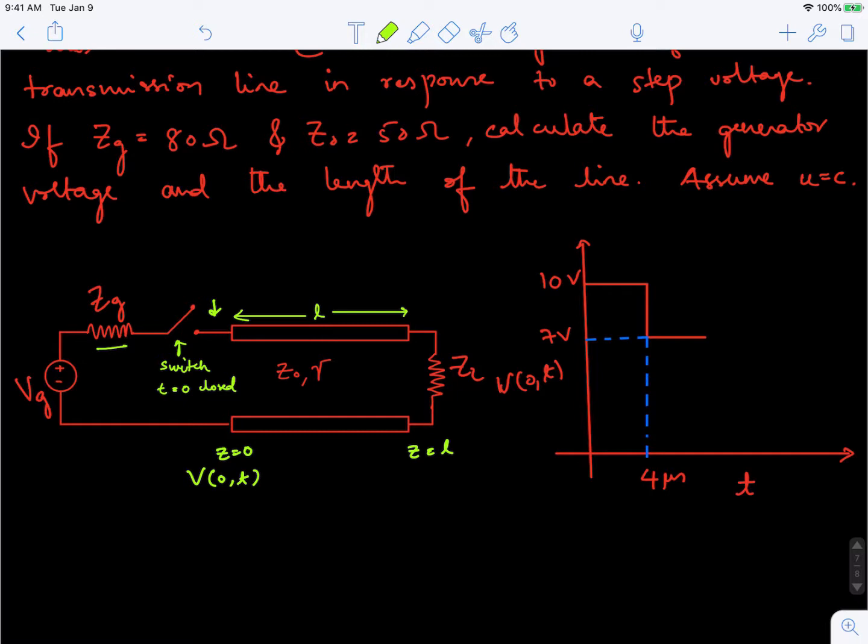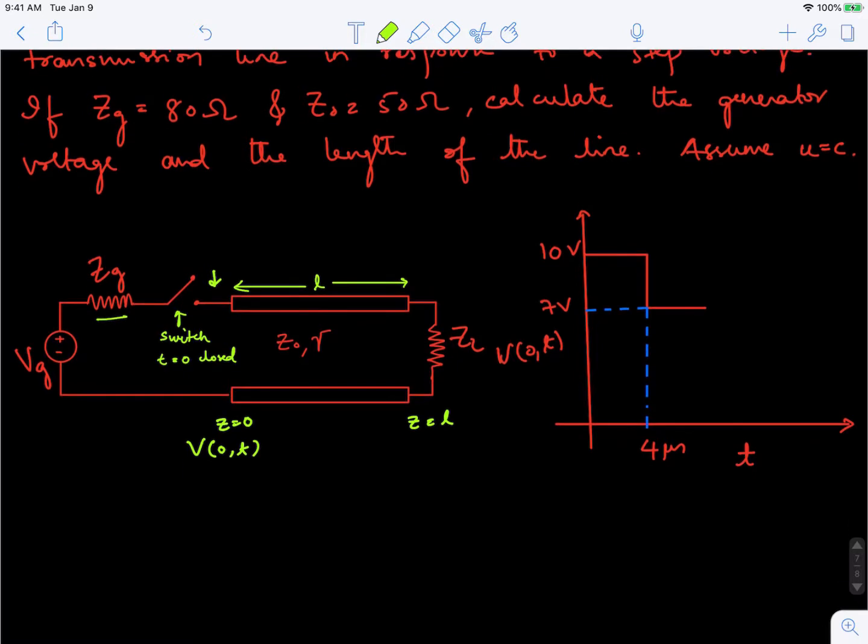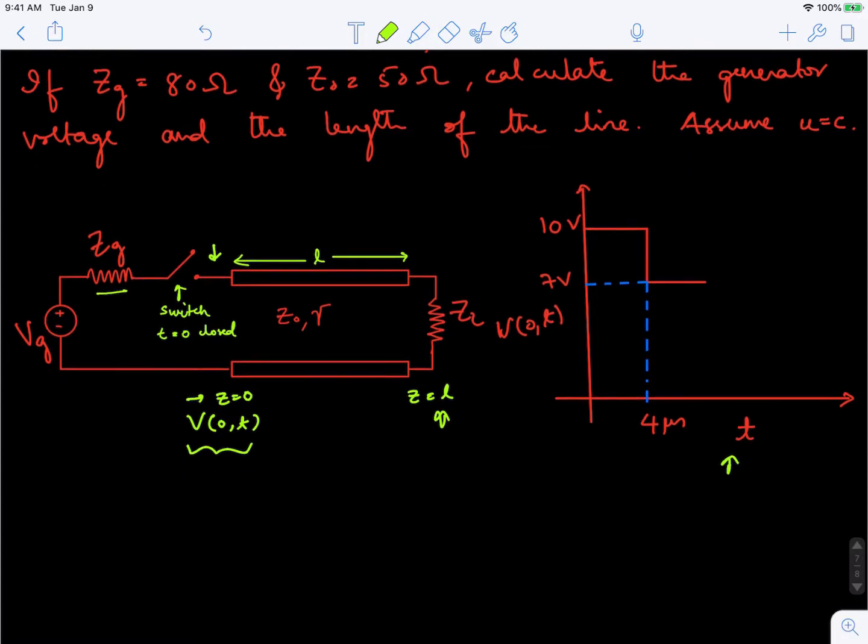Now this problem is similar to problem 3 that we have already solved. If this is z equals 0 and this is z equals L, then we are given V(0, t) in this plot. At t equals 0, the voltage is 10 volts. The moment the switch is closed, the generator just sees Zg and Z0.